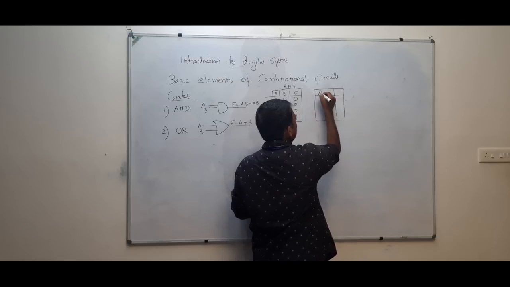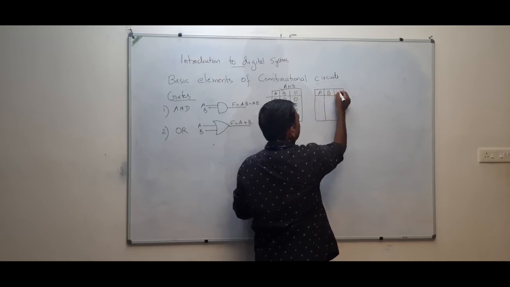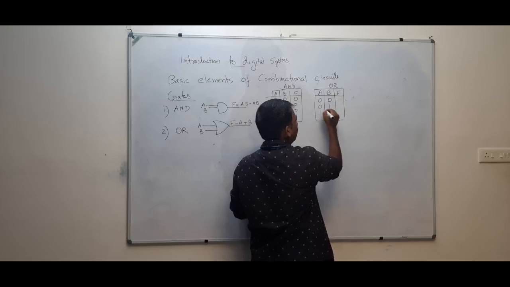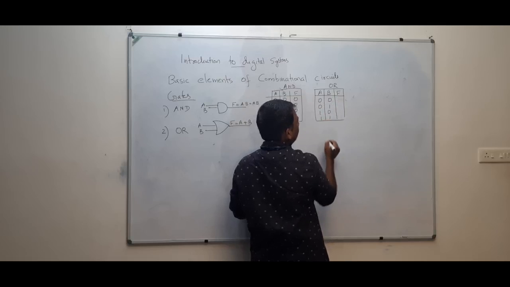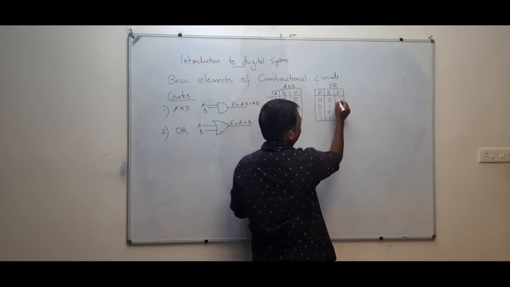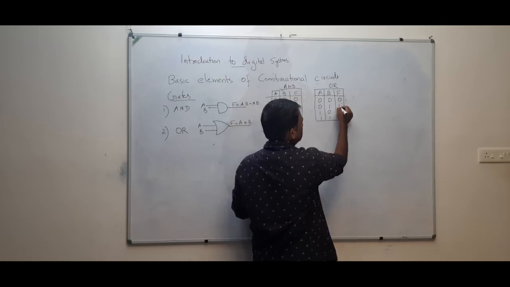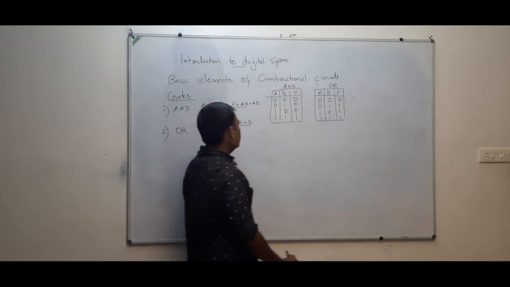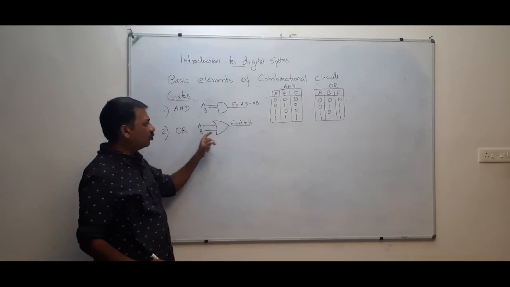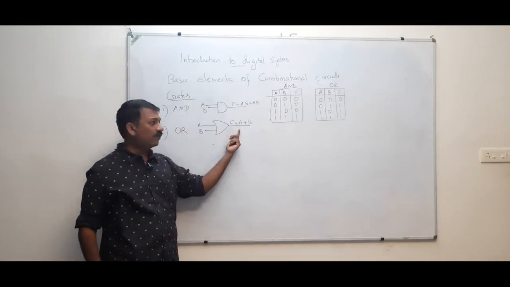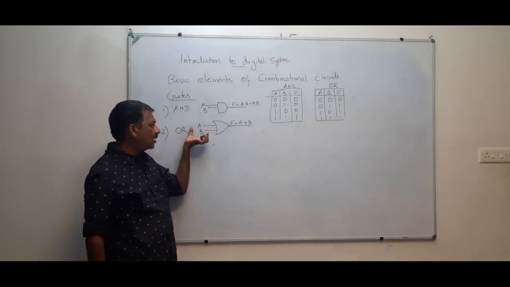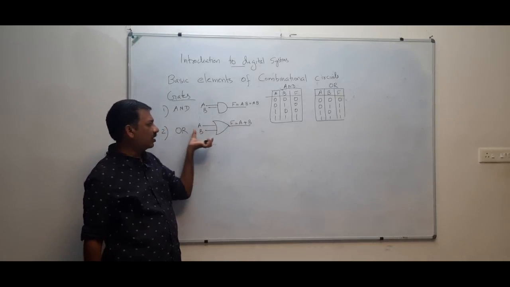This is A, B and F. This is the OR gate. So A and B are 0 0, 0 1, 1 0, 1 1. Then what is the value of 0 or 0? It is 0. 0 or 1 is 1, 1 or 0 is 1, 1 or 1 is 1. Here the meaning is the output will be 1 if either of A or B is 1. A or B, that means F is equal to A or B.